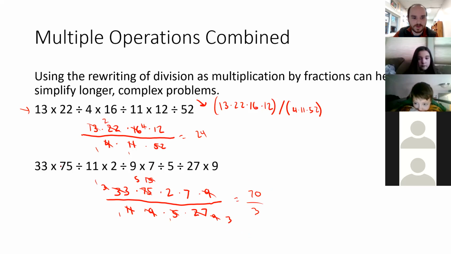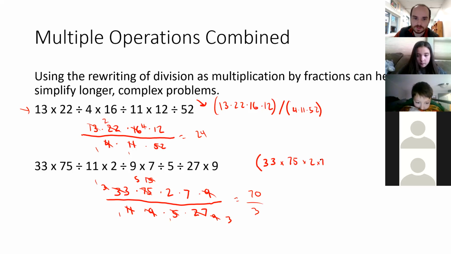to do 33 times 75 and then divide that by 11 and then times 2 and then blah, blah, blah. Now, admittedly, typing it into a calculator would probably still be easiest, but that's okay. All right, so in parentheses, this would look like this. 33 times 75 times 2 times 7 times 9, all divided by 11, in parentheses, times 9 times 5 times 27. So that's what those ones look like.